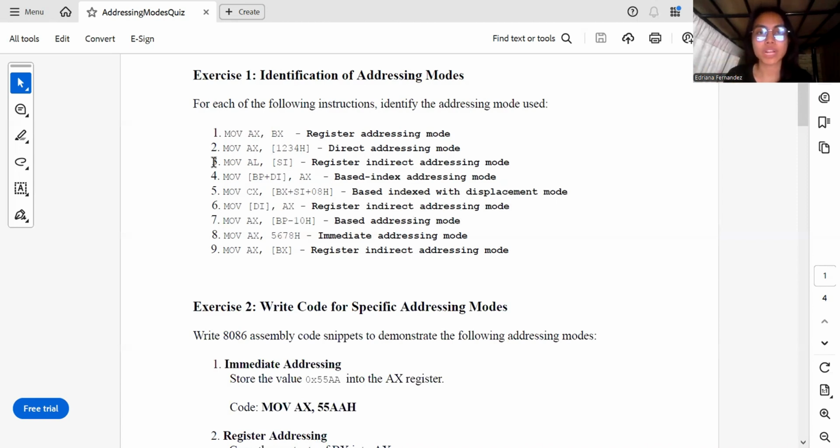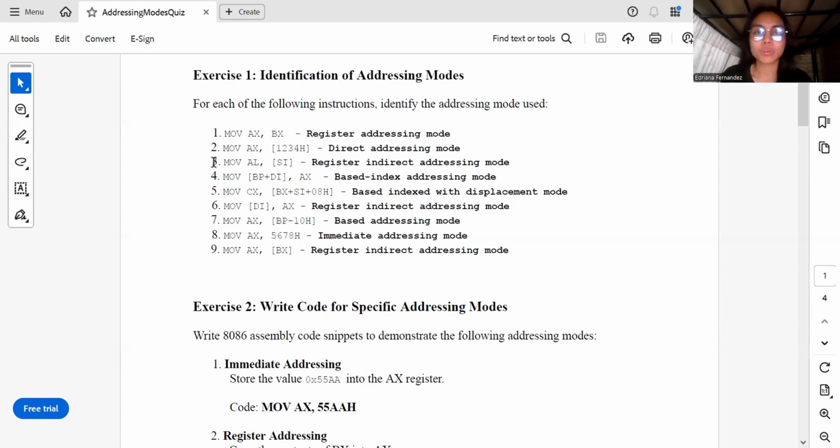Number 3, move the value from the memory location pointed to by the SI register into the AL register. The address is indirectly specified by the SI register. Therefore, it is register indirect addressing mode. Next, we have number 4. Move the value in the AX register to the memory location calculated by adding the contents of the BP and DI registers. The address is formed by a base register, which is the BP, and an index register, which is the DI. So it is based index addressing mode.